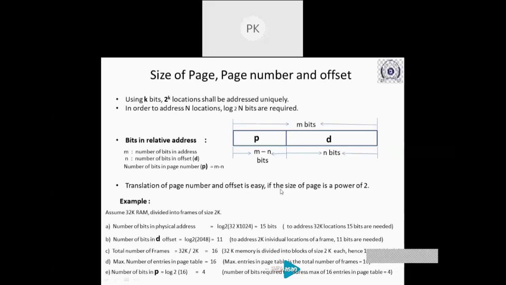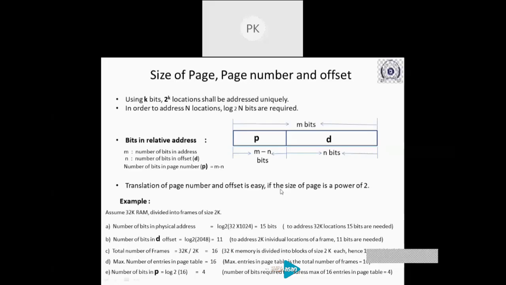The maximum number of entries in the page table. Suppose that the RAM is fully loaded with pages. Then corresponding to every frame in memory, there should be an entry in the page table. So the total number of entries in the page table will be the total number of frames in the RAM. So that is 16.